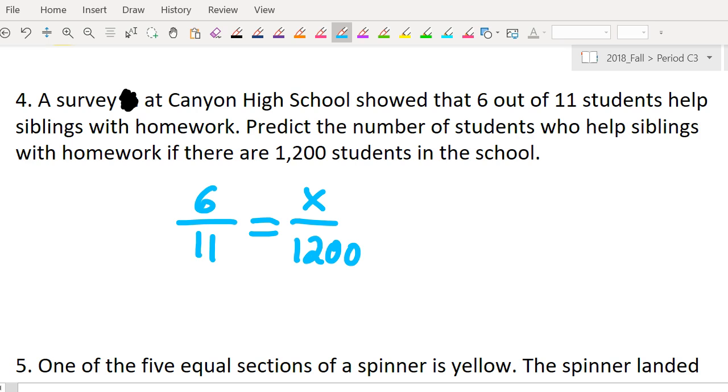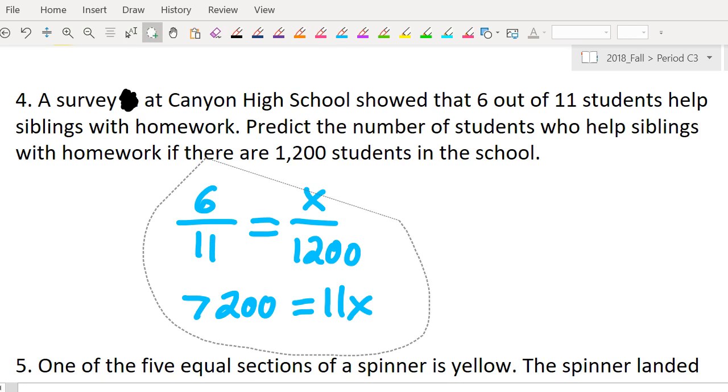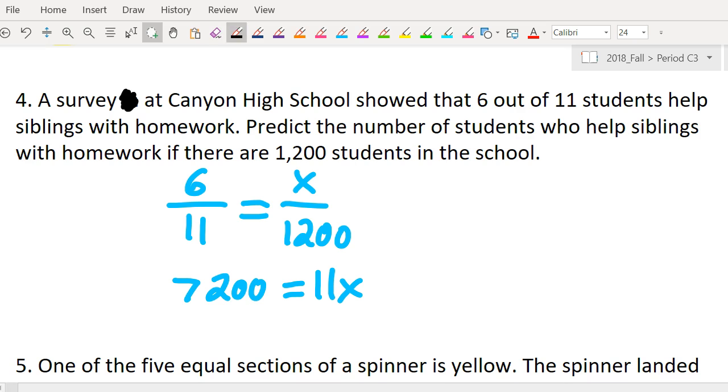Okay? So we can multiply and divide, right? We could do it that way. Or we could see how many times 11 would multiply, but it doesn't work out, does it? So we're probably going to have to cross multiply. So we get 6 times 1,200 is what? 7,200, very good, equals 11x. And then we divide. We're not going to get an even number, are we? No. Oh, no!